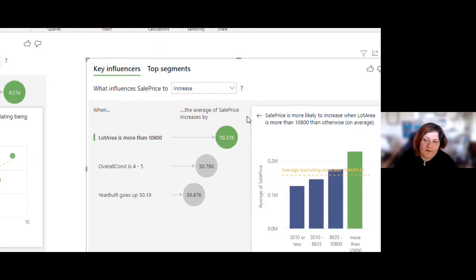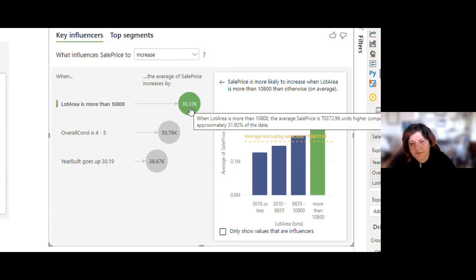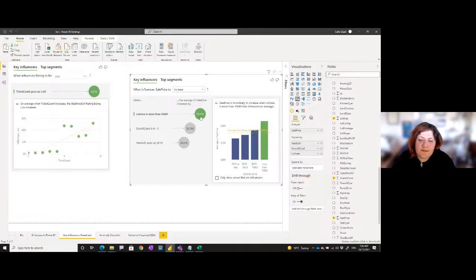Same scenario, I'm not going to repeat things, just with a different one, and the explanation is a bit different, definitely. When it says the lot area is more than this amount, the average sale price can be higher compared to that, and it contains about 30% of the data.